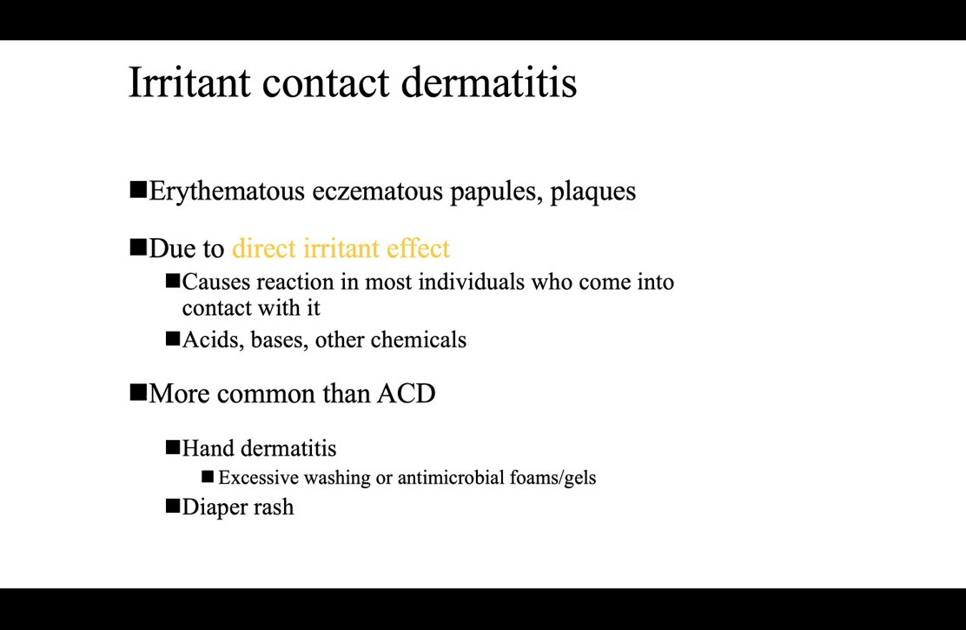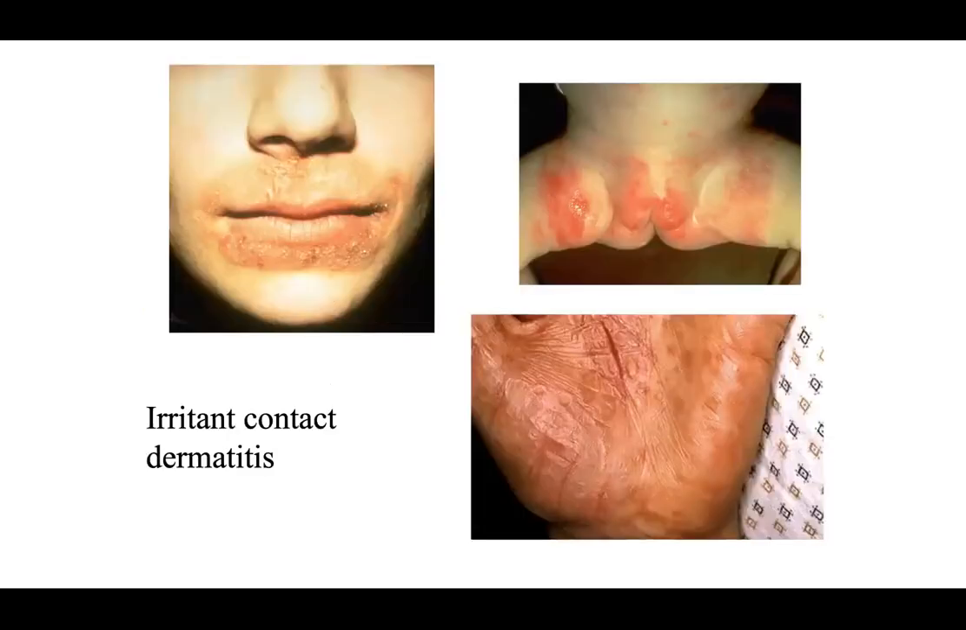Hand dermatitis, that's where you have excessive washing or antimicrobial foams, gels, and occupations that require patients to work with a lot of chemicals, to wash their hands a lot. You're going to see this in that population. Diaper rash is another form of irritant contact dermatitis caused by just the irritant effect of urine and feces on the skin itself, and just being contained in the diaper and then sticking onto the skin and irritating the skin. You're going to see a lot of diaper rash happening in young kids.